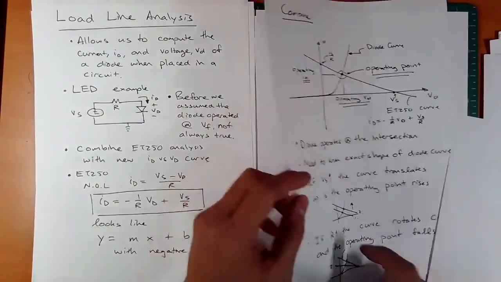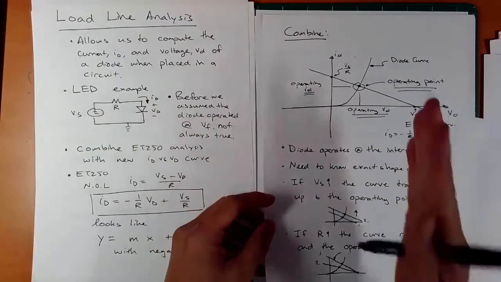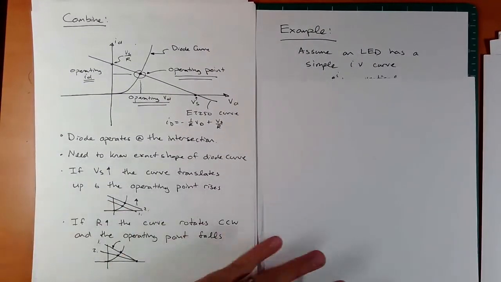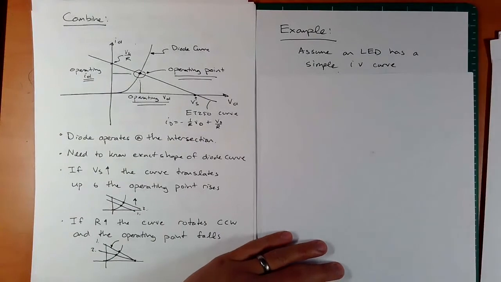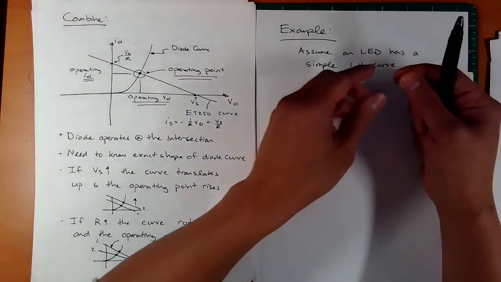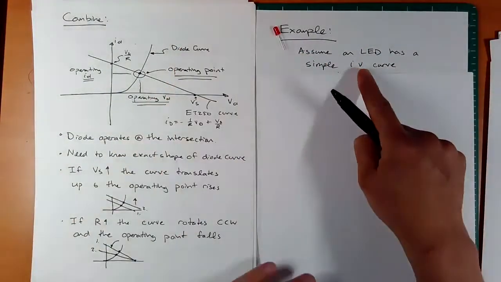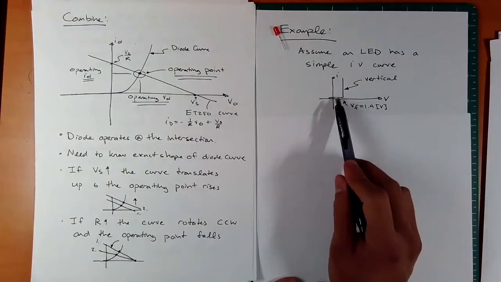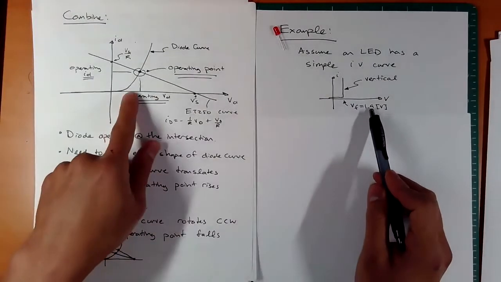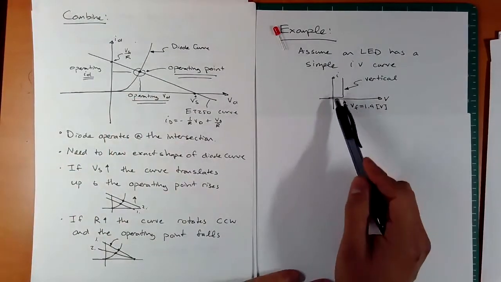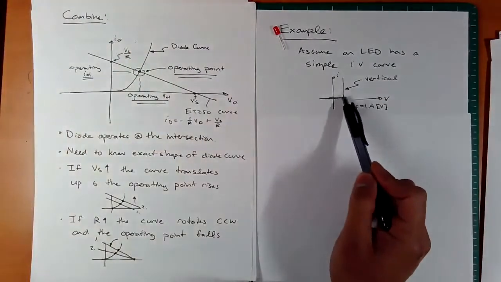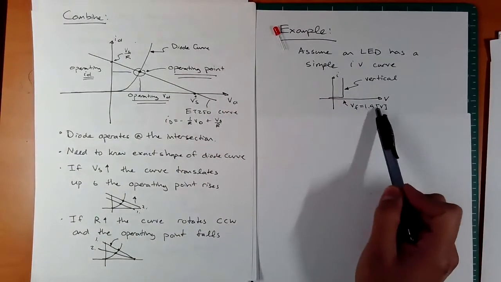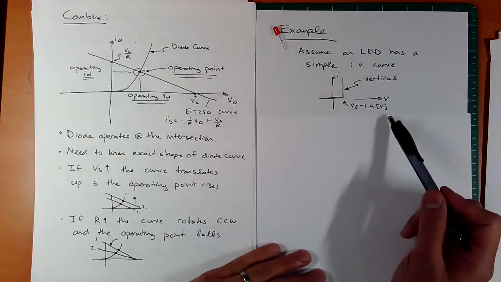Okay, so let's look at a very simple example. Let's assume we have an LED, our little red LED, and let's say it has a very simple IV curve. In fact, we're going to assume that it's vertical, with a forward voltage of, let's say, 1.9 volts. Now we know this is not the case, but it is pretty steep, so this is not a bad assumption. The forward voltage is 1.9 volts. You can read it off the spec sheet.